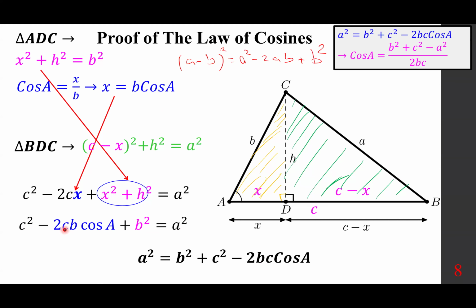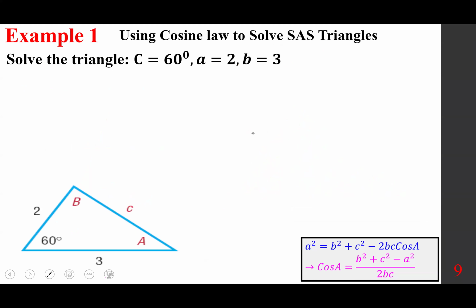That's the proof. You can do the same thing for the rest of them by just dropping the perpendicular, the altitude here or here or here, and you can do the rest of it. Okay, so that's a proof of the law of cosines or cosine law. Using cosine law to solve SAS, solve the triangle where C is 60 degrees, A is 2, B is 3. Normally, if it's not given to you, you make it up, everybody.